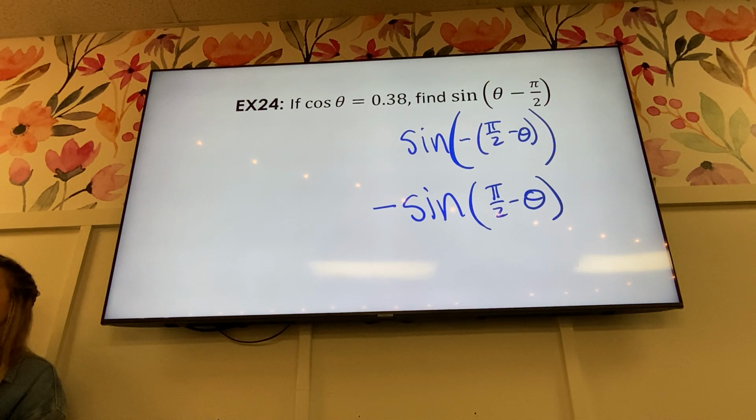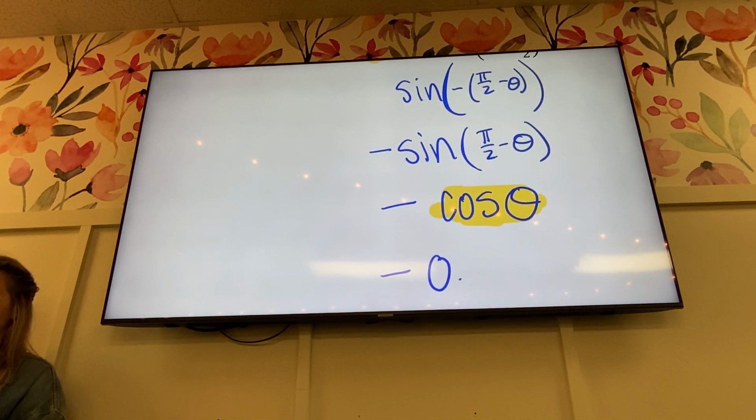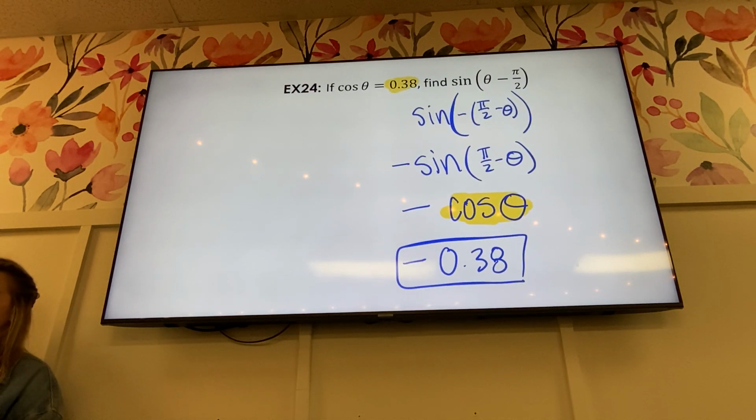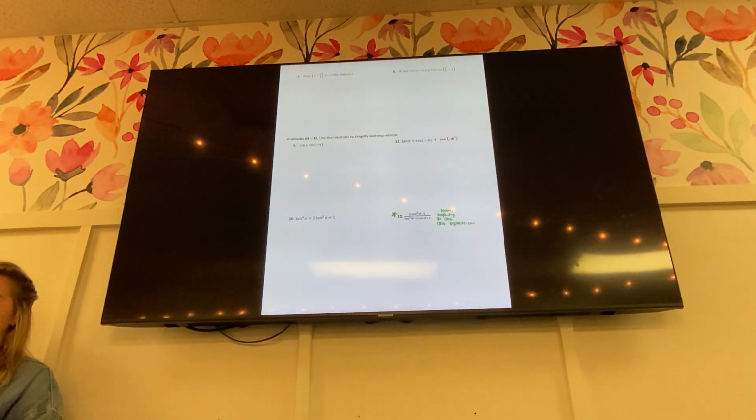And I know that sine of pi over 2 minus theta, that's one of my cofunction identities, which is what I was trying to get it to. So that's the same thing as cosine. And cosine is 0.38. So it's a negative. So my final answer is negative 0.38. Kind of make sense? That's it.